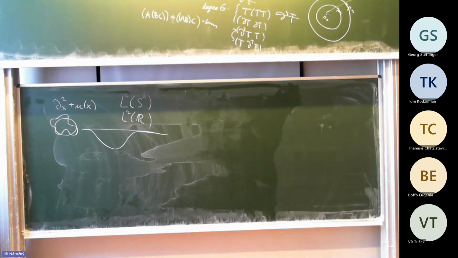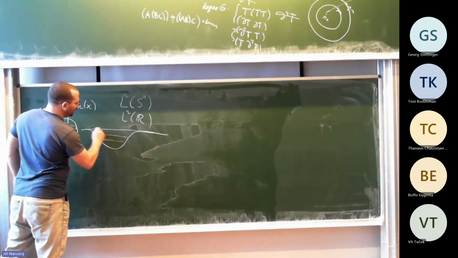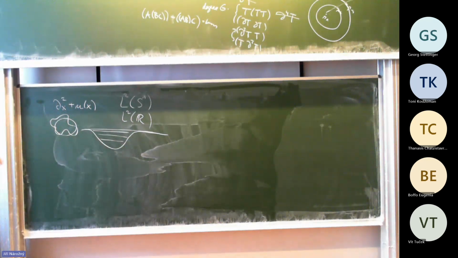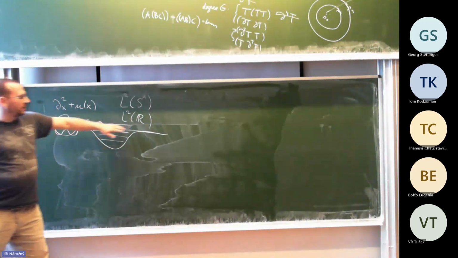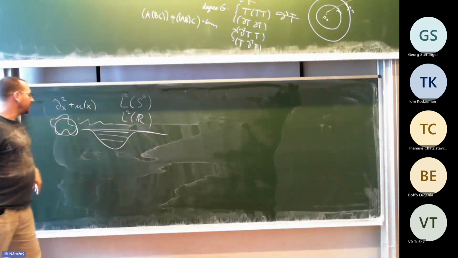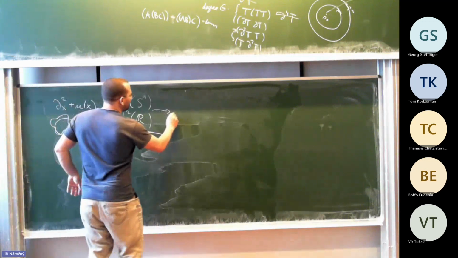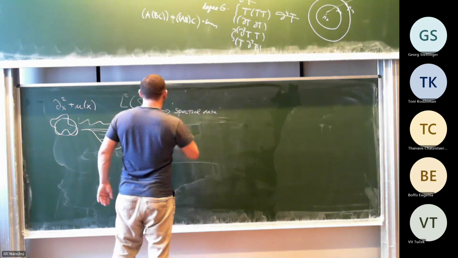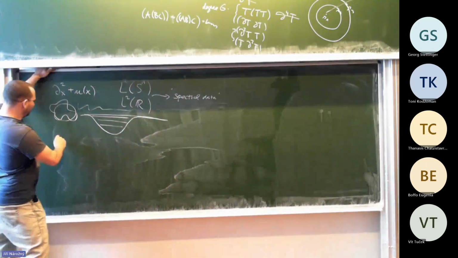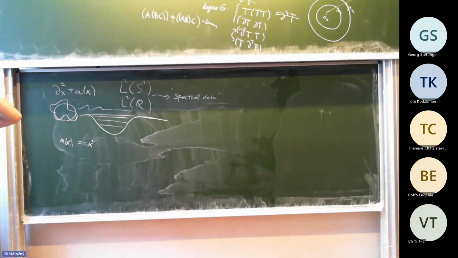And you can associate to every such potential some spectral data, some information about the spectrum of the differential operator. So there can, for example, be some discrete eigenvalues, like a discrete spectrum. There can be also some continuous spectrum if the potential doesn't go to infinity and so on. So there is some abstract collection of spectral data. The easiest situation would be, for example, if your potential u of x is like x squared, like a harmonic oscillator.